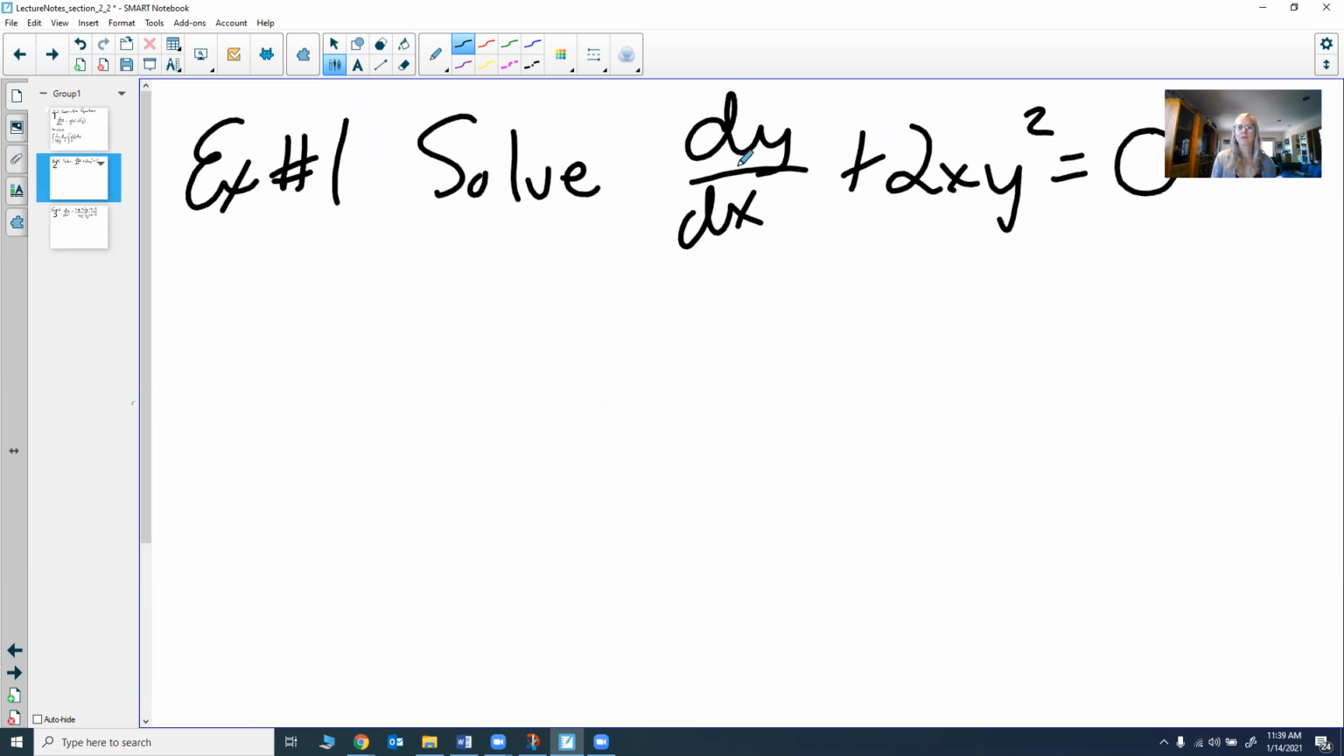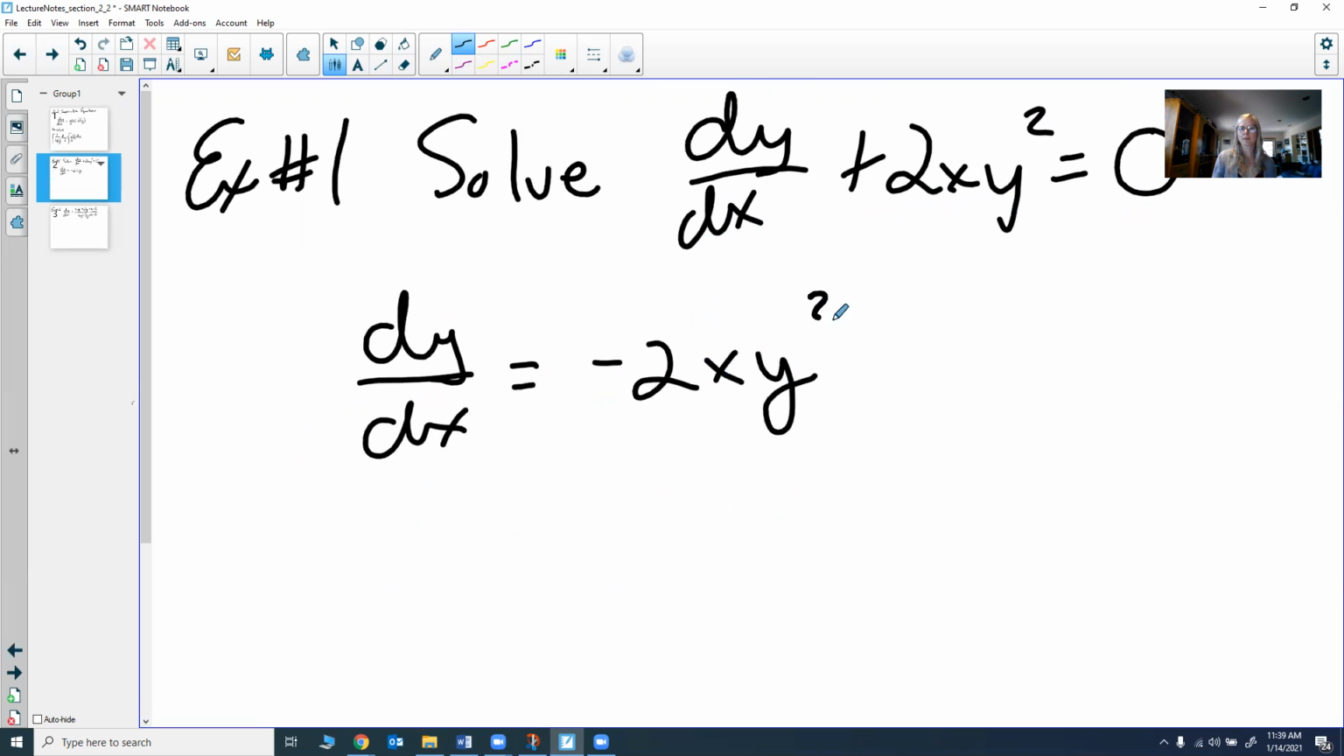So let's take an example. We're going to solve dy/dx plus 2x y squared equals 0. The first thing I need to do is put it into normal form, so I'm going to get dy/dx by itself. Subtract off the 2x y squared. Minus 2x is a function of just x, y squared is a function of just y, and we can now separate those. So we divide through by y squared, and multiply through by dx so that we get the dx on the right-hand side, and leave the dy by itself on the left-hand side with the 1 over y squared.